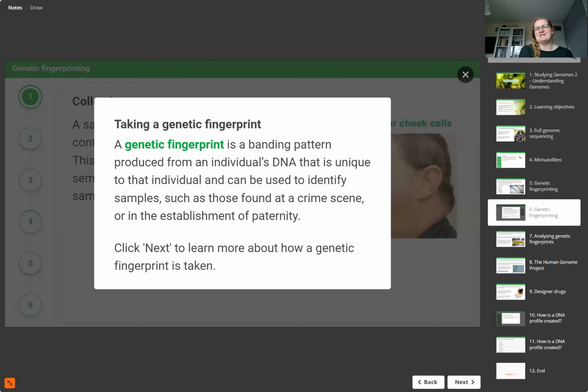So when we do paternity tests, we don't compare full genomes. We literally look at these variable number tandem repeats, mini satellites, and say, yeah, that person's the father, that person's the mother, and that's how it works.